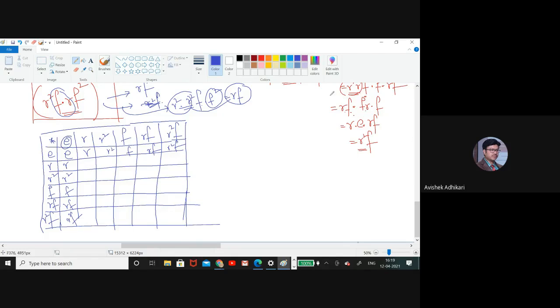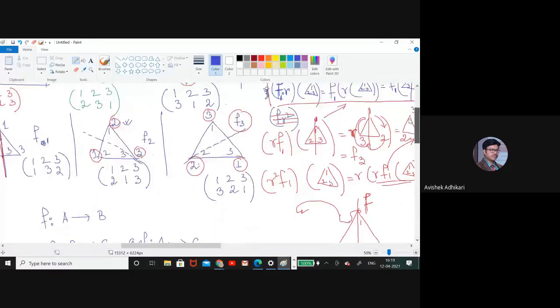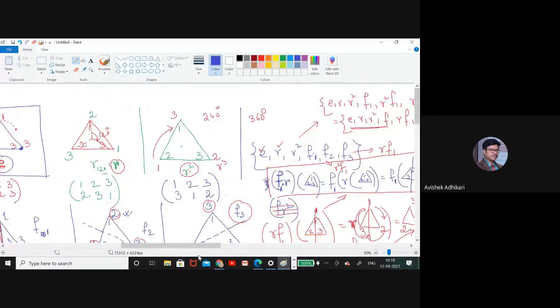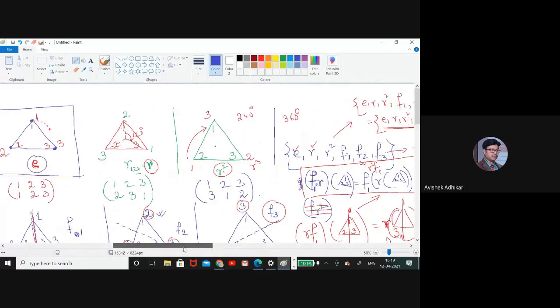Okay, so till now we have given one example of a finite group having 6 elements. So the order of the group is 6, right? Now let us try to have a look at the same group in a different way. I have already given you another way of writing the same operation.